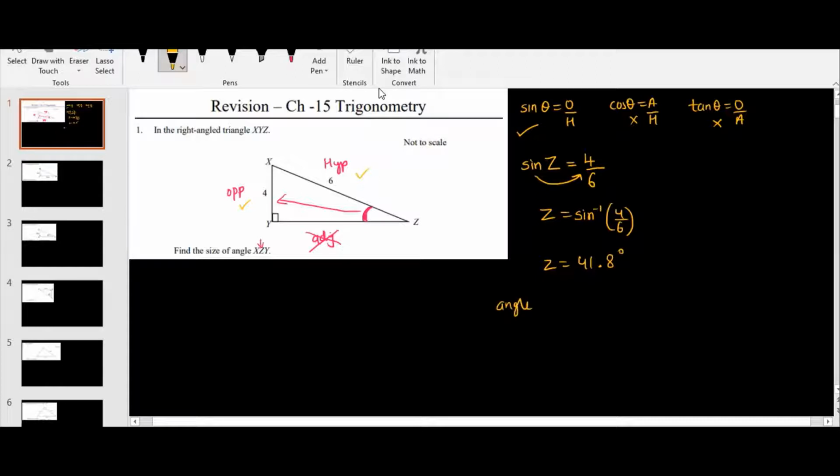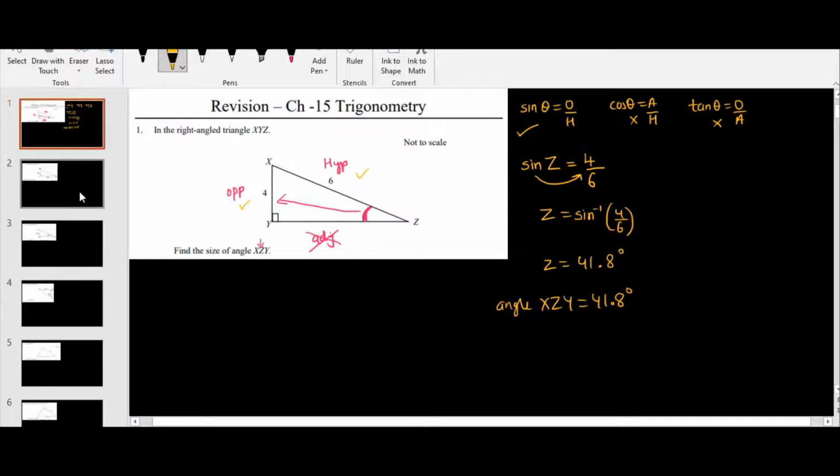And the last step you have to mention like this: angle XZY equals 41.8 degree. Don't just mention Z equals 41.8 degree, but mention the answer completely, saying angle XZY equals 41.8 degree. Anywhere, anytime if they ask you to find the angle, you should write the final answer up to 1 decimal place. Otherwise, you have to write the answer up to 3 significant figures.